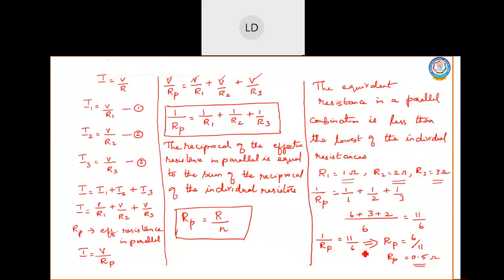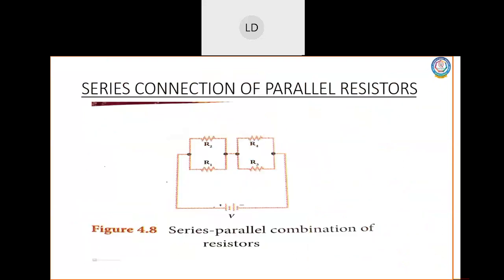So this is about resistors connected in series and parallel. You have a small topic. Now you should be very, very clear about the previous topics, only then will you be able to understand here. Look at the heading: series connection of parallel resistors. Now I have 4 resistors here. R1 and R2 are in parallel. Similarly, R3 and R4 are in parallel.